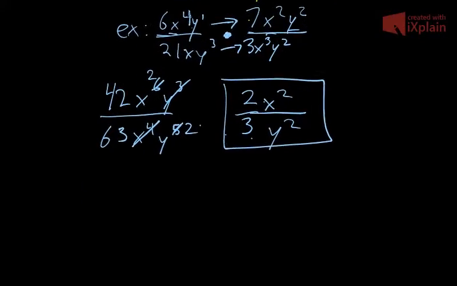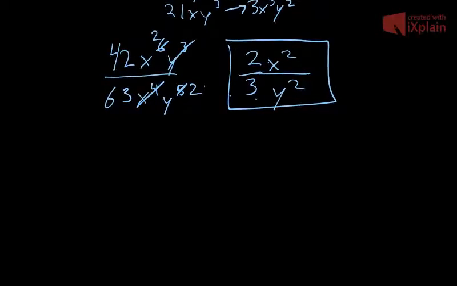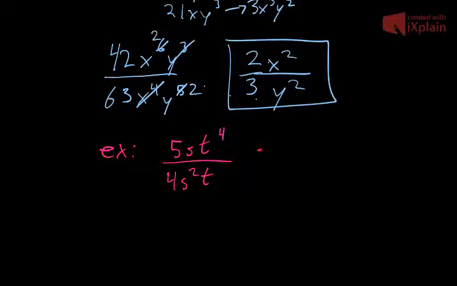Now we're going to try one with a little bit of division, just because we can. And we are going to do 5s t to the fourth over 4s squared t, divided by 15s squared t over 2s cubed t squared.